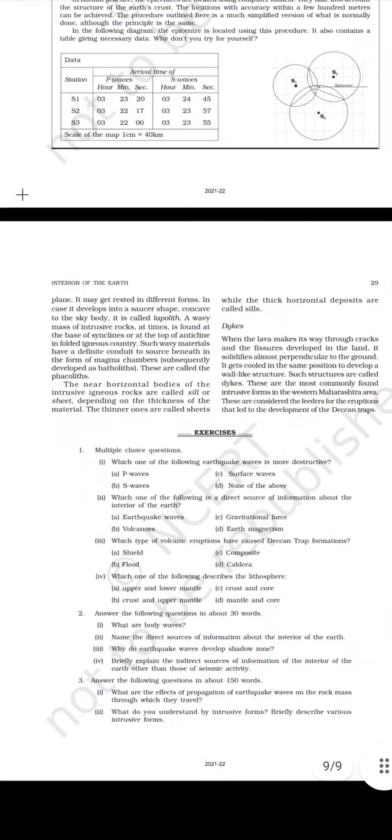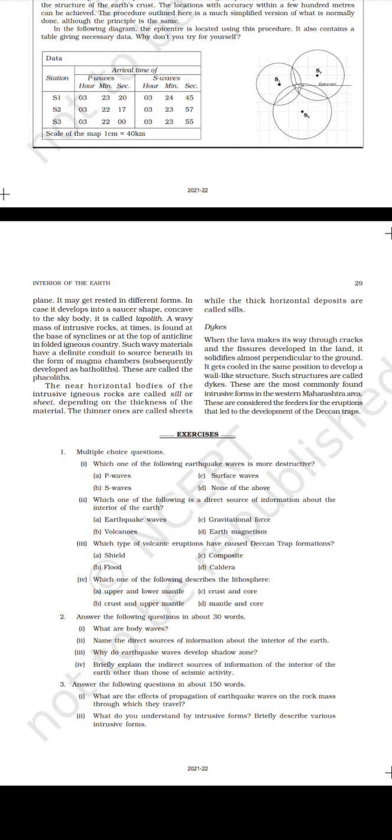Exercises. Multiple choice questions. Which one of the following earthquake waves is more destructive? P waves, surface waves, S waves, none of the above. Which one of the following is a direct source of information about the interior of the earth? Earthquake waves, gravitational force, volcanoes, earth magnetism. Which type of volcanic eruptions have caused Deccan Trap formations? Shield, composite, flood, caldera. Which one of the following describes the lithosphere? Upper and lower mantle, crust and core, crust and upper mantle, mantle and core.